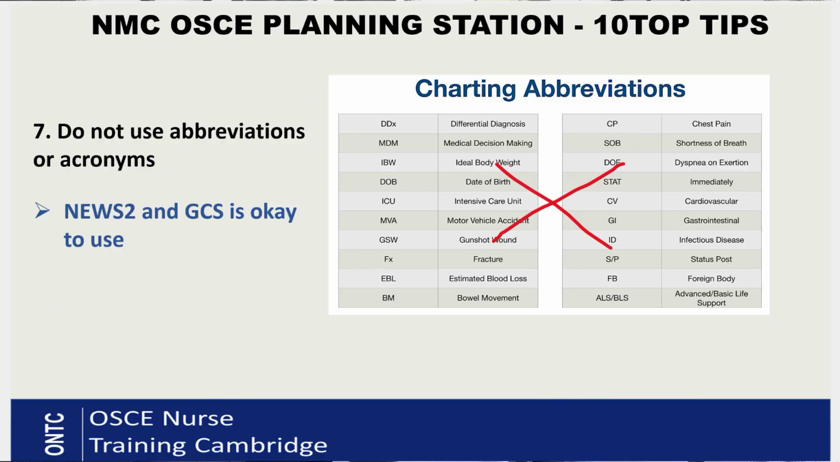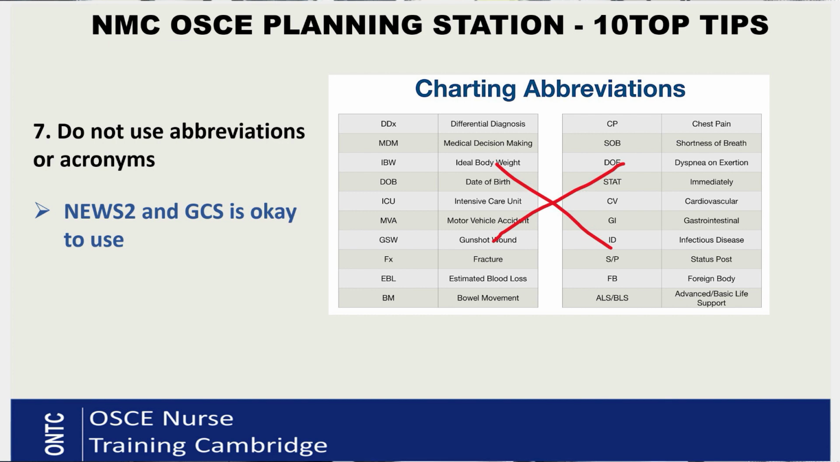Right, next one is number 7, which is no abbreviations, no acronyms. So you're not allowed to use any abbreviations or any acronym. If you're talking about a drug which is given twice a day, you don't write BD, you write twice a day. If you are referring your patient to a physiotherapist, you can't write PT, you have to write physiotherapist, occupational therapist, speech and language therapist in full form.